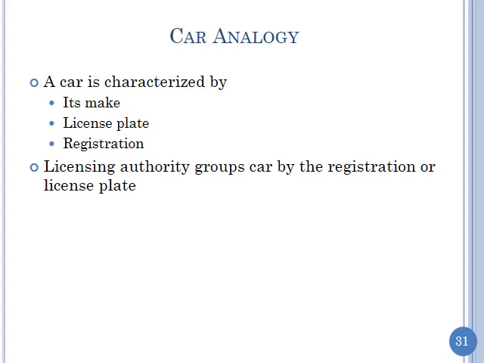Okay, so having multiple interfaces, going back to the car analogy, we can say a car is characterized by its make, by its license plate, by its registration. So there are multiple interfaces it has. And different people want to treat the car in different ways, whether it's registered or not, whether it's this kind of car or not. So that's basically what it means to have more than one interface for a class. Okay? Questions?